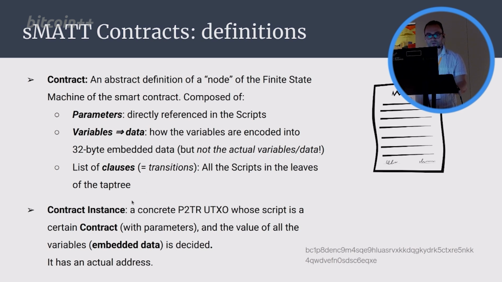And so instead, what I call a contract instance is something that is an actual concrete pay-to-taproot UTXO. So in this case, the data needs to be fully decided. This is a real UTXO on chain. It has an address. And so you can actually spend it if you're authorized.